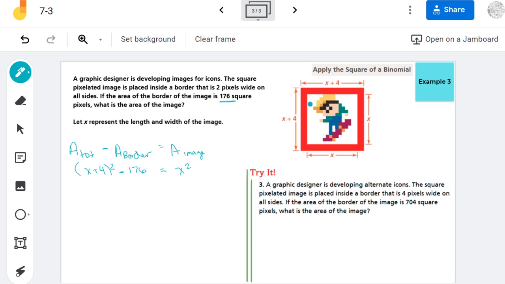So I have my x plus 4 squared for the area total. I have the area of the border is 176 pixels. Someone must have gone and counted them. And the area of the image is x squared.